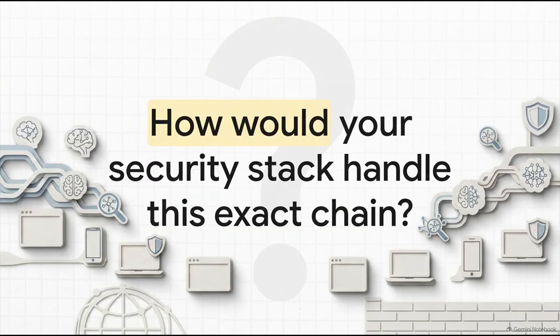I want to leave you with a provocative thought as we wrap up this explainer. The agentic AI era? It isn't coming. It is already here. It's running on your endpoints, and it's in your browsers right now. So I have to ask, how would your current security stack handle this exact chain of events? If your tools are built only to observe or only to protect the network perimeter, you might already be playing catch-up.